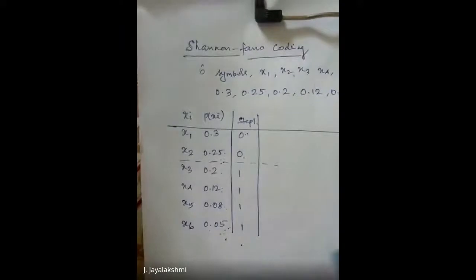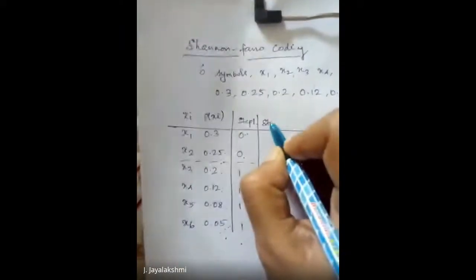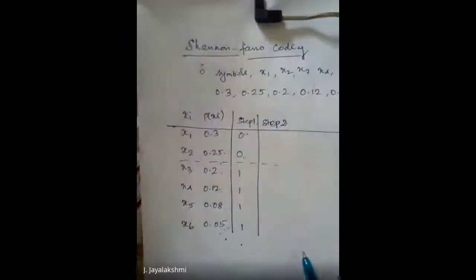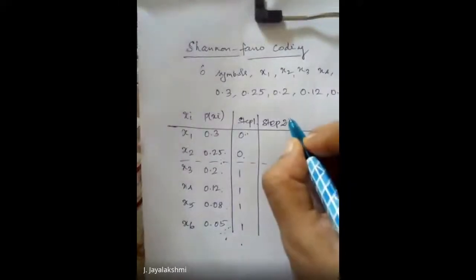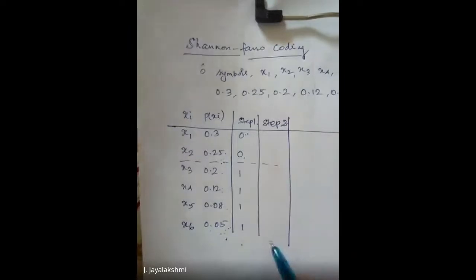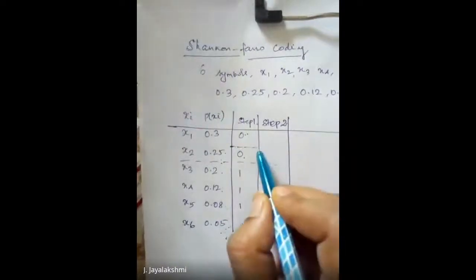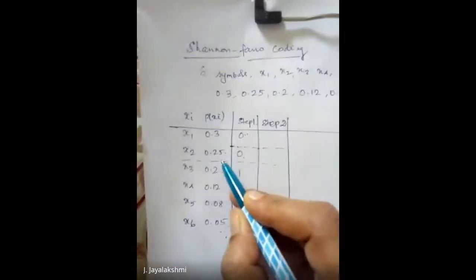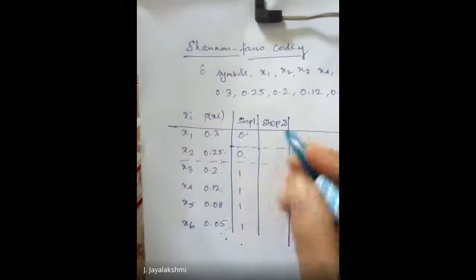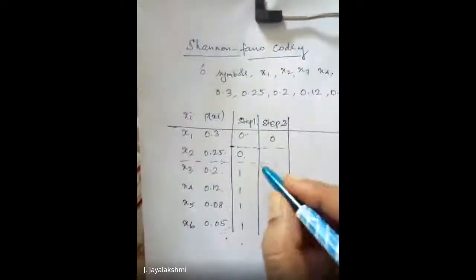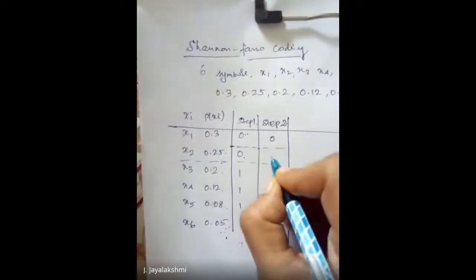The next step is step 2. What you are supposed to do is further divide this into halves. This can be split into two halves: one is 0.3, another one is 0.25, almost equiprobable. So assign 0 to the above one and 1 to the below one.